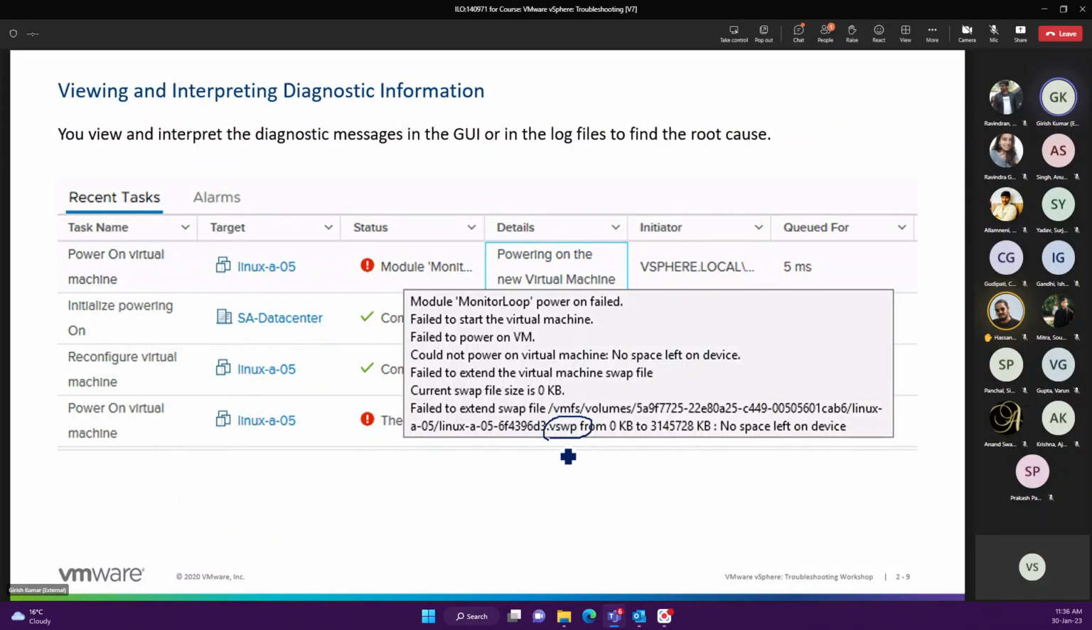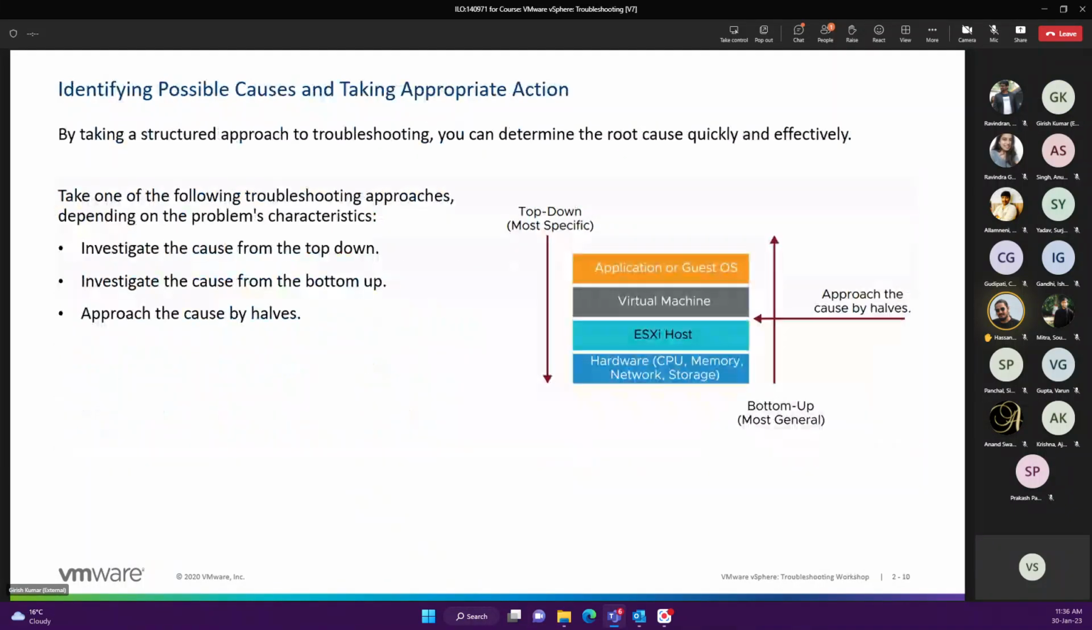Hardware-related issue, and we can fix it. And we discussed how we can provide more space. There are different approaches. Identifying possible causes and taking appropriate action.